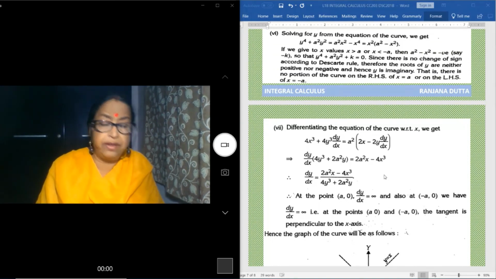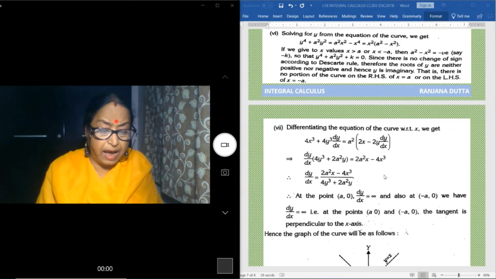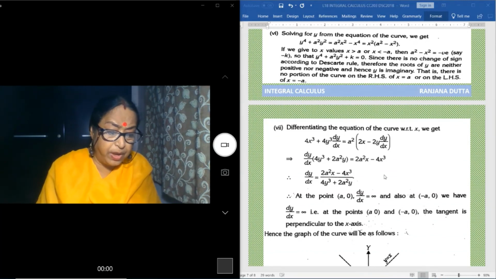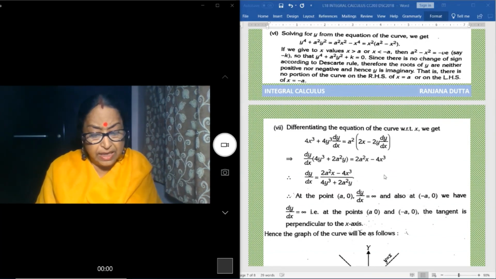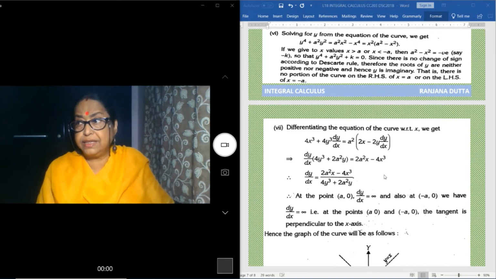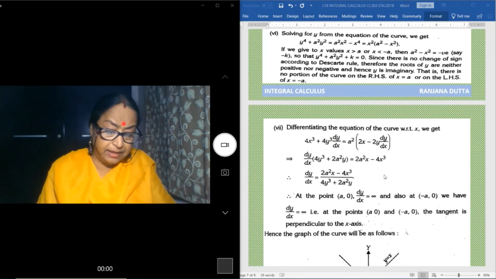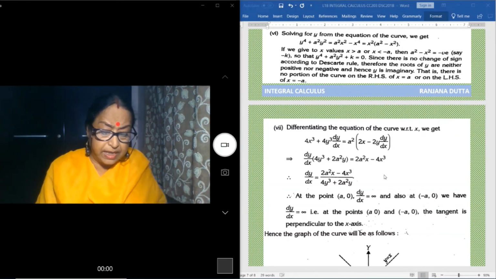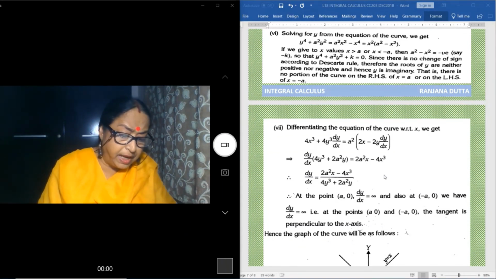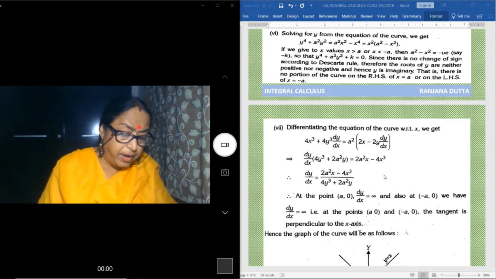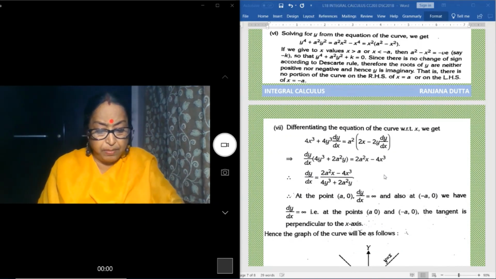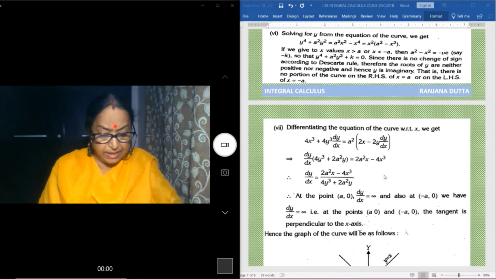If dy by dx is found out and after putting the values we get dy by dx is equal to infinity, then we say that the y-axis is tangent at that point. So here we can see that dy by dx is infinity at the point a, 0 and at the point minus a, 0. So the tangent is perpendicular to the y-axis.